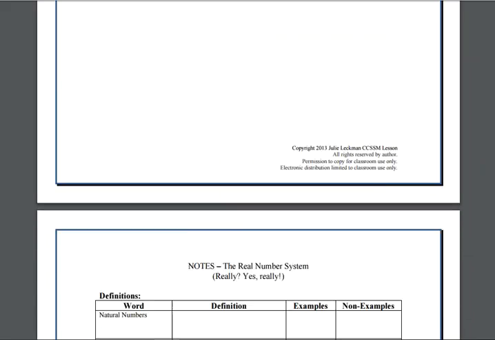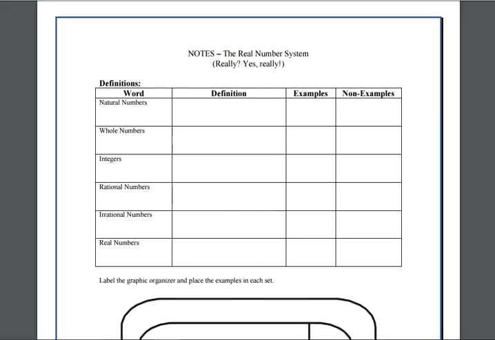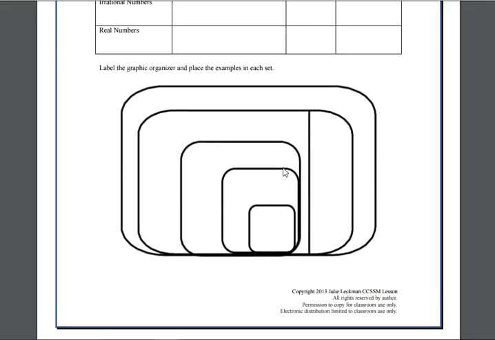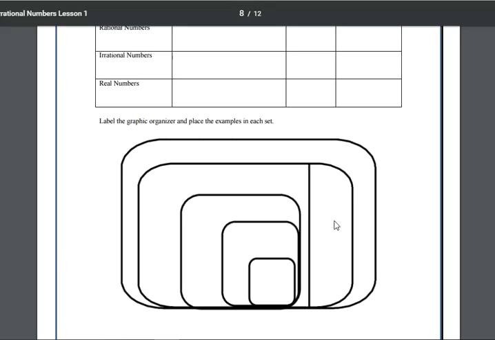Now, to our note sheet. Here's our note sheet, the real number system. Basically, the students have the word. They will need to fill in each definition, provide an example, and then give me non-examples. We will work on this together in class. Then down at the bottom is a graphic organizer. Students will need to place the words in the correct area, which I will show them.